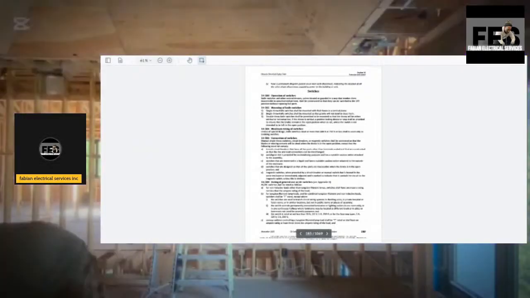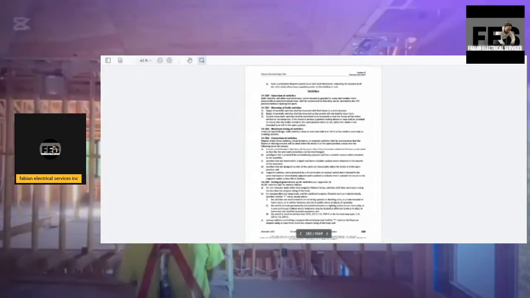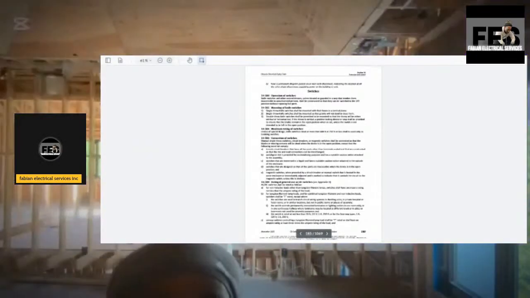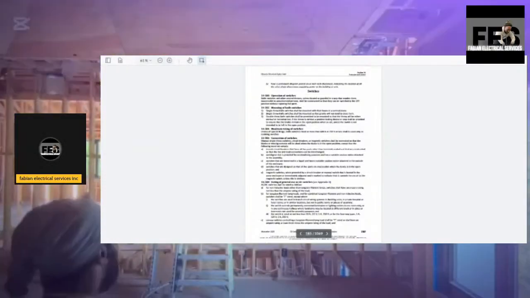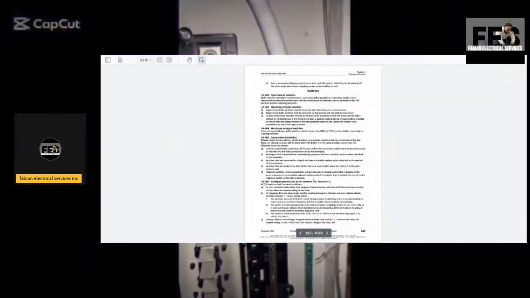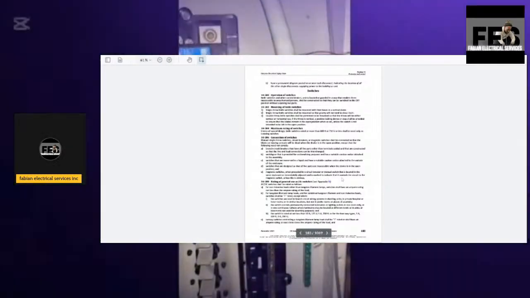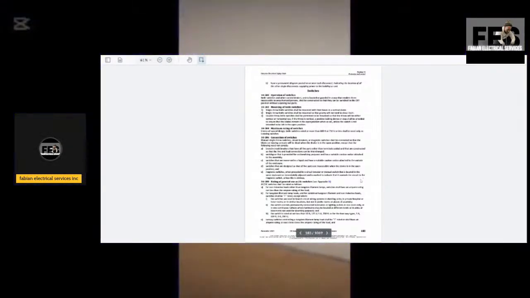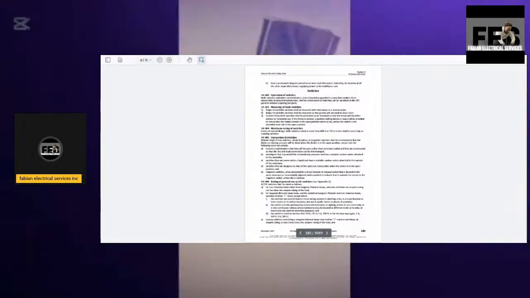Magnetic switches, when preceded by a circuit breaker or manual switch that is located in the same enclosure or immediately adjacent and is marked to indicate that it controls the circuit to the magnetic switch, unless this is obvious.